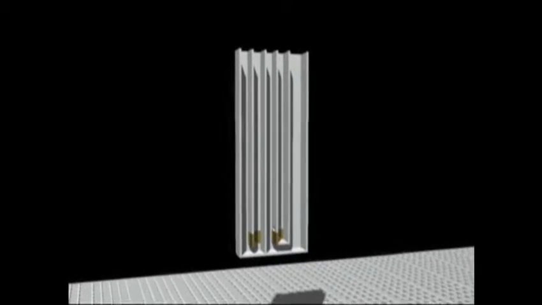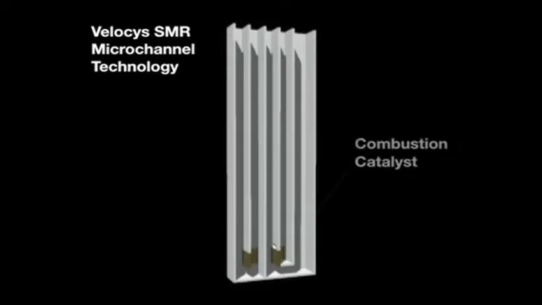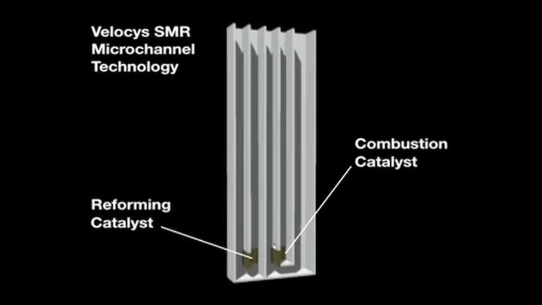Process channels form a U-shape, where both inlets and outlets are located at the top end of the reactor. Relatively cool gases enter and leave the top, while the reactions occur at the high-temperature lower end. The combustion and reforming catalysts are applied in the microchannels only where needed.